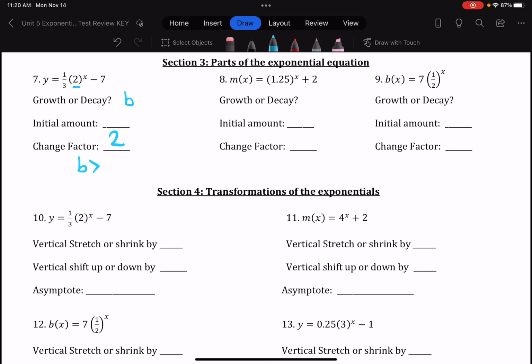So our B value is greater than 1 in this case, so it will be a growth function. We then want to look at our initial amount, and this is our A value. Our initial amount in this case is 1/3. Number 8, we're going to do the same thing.